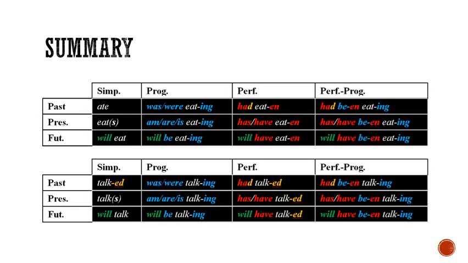And you see something similar in the perfect progressive. It's the first auxiliary, the have, that gets the tense. Had been eating, has been eating, or have been eating, will have been eating. But across the board there, from past, present, and future, it's always eating. So the main verb doesn't change, except in the simple aspect.